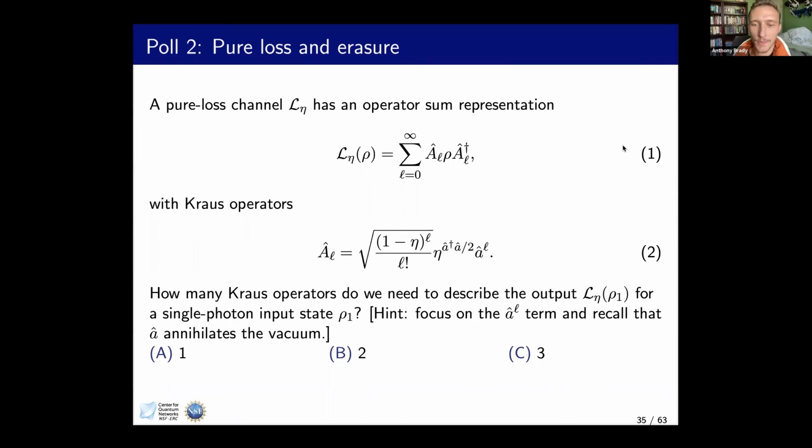Here, nothing is squeezed. Some people might know this as shot noise, so vacuum noise, if you have a loss. Nothing is squeezed for now. Okay, so Gaussian channel, let's continue.